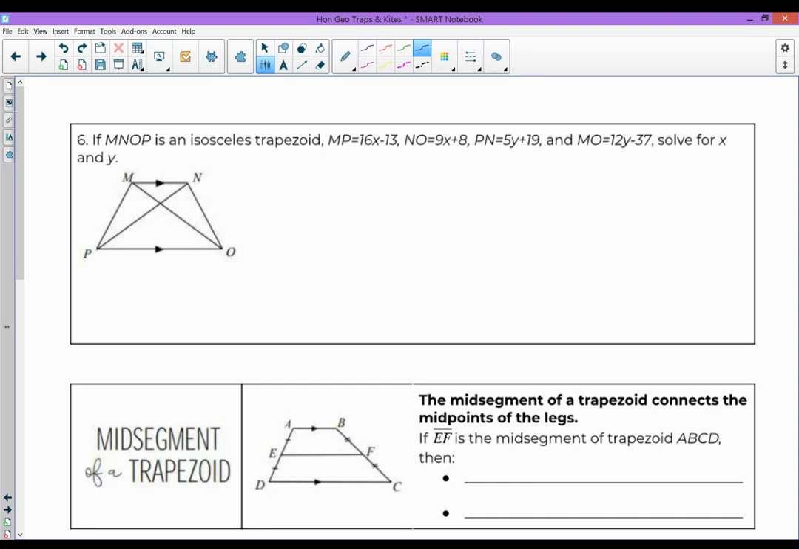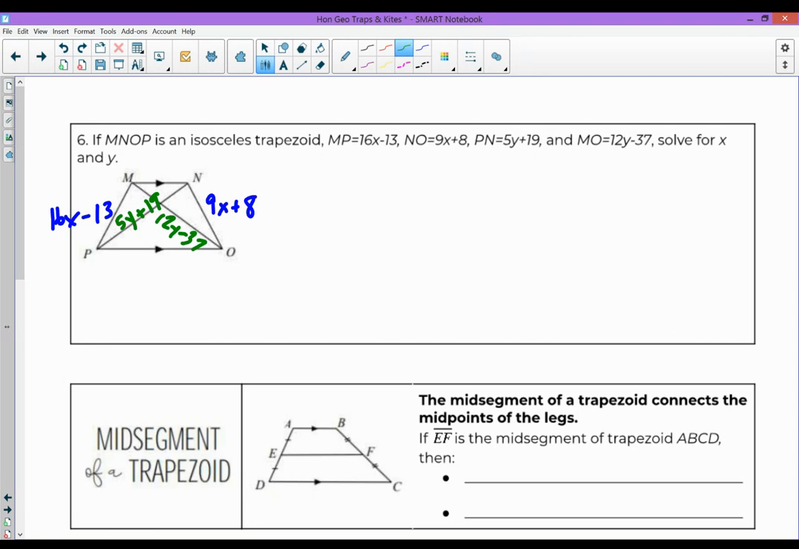Okay, so I have MP is 16x minus 13, NO is 9x plus 8, PN, so that's this diagonal, is 5y plus 19, and MO is the other diagonal, 12y minus 37. Solve for x and y.